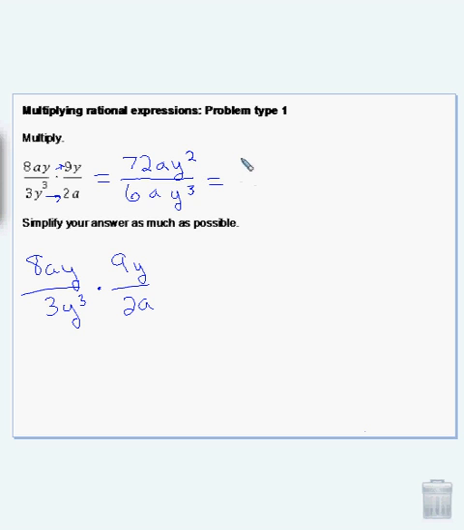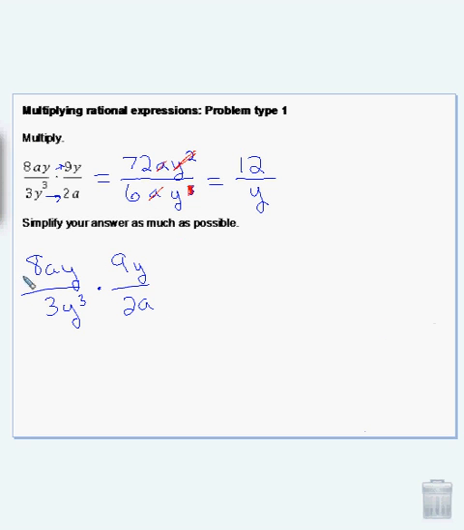6 will actually go into 72 12 times. My a's cancel, and then I have 2 y's and 3 y's. If I have 2 y's on top and 3 y's on the bottom, my 2 y's on the top will cancel, leaving me with 1 y left on the bottom. So my answer is 12 over y.